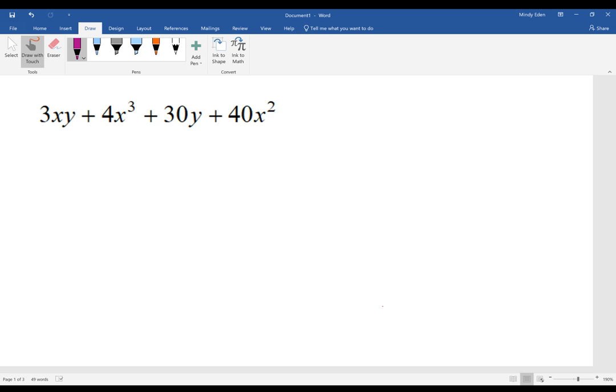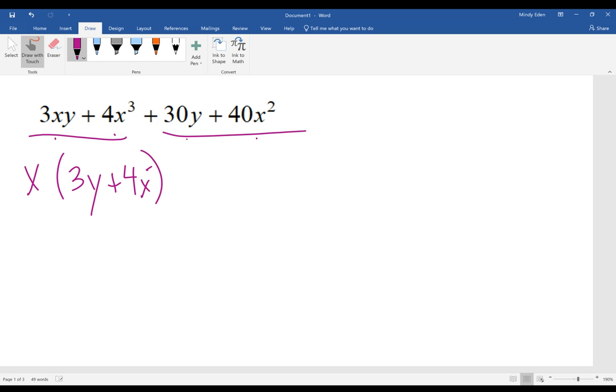So on set, we've got 1, 2, 3, 4 terms. So I'm going to mentally group those together. So in the first, well, 3 and 4, nothing in common there. Let's look at the x. I've got 1 and 3, so I can take one of those out. I've got y and no y. So all I can factor out is an x. So if I factor that out, I'd be left with 3y plus 4x squared.